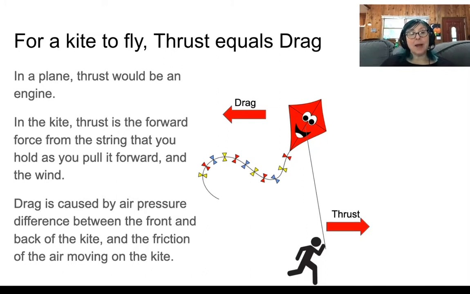Drag is caused by the air pressure difference between the front and the back of the kite. Before we were talking about the top and the bottom of the kite, now we're going to talk about the front and the back of the kite. Let's talk about how that works. The drag is the friction. Even air, which we don't feel rubbing on us, is rubbing on us. So the air rubbing the kite is actually going to be dragging it a little bit. And also it's that air pressure difference that we talked about.